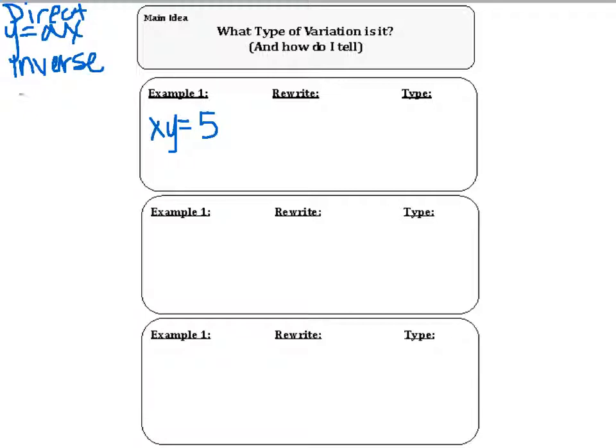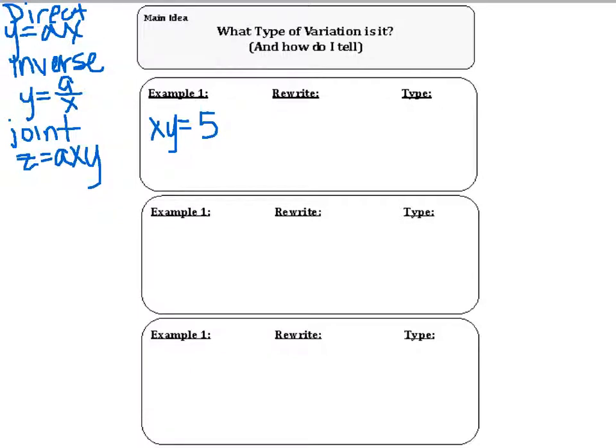And that's y equals a divided by x. So notice those two are both solved for y, so that should be a clue. And then we've got joint, and that's z equals axy. For this one, we've got three variables. So we can rule out joint right away because we don't have three variables. We only got two variables. So we're looking between inverse and direct. Both of these are solved for y, so let's solve for y to see what we get.